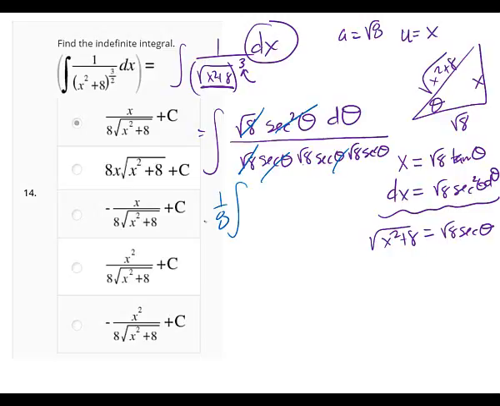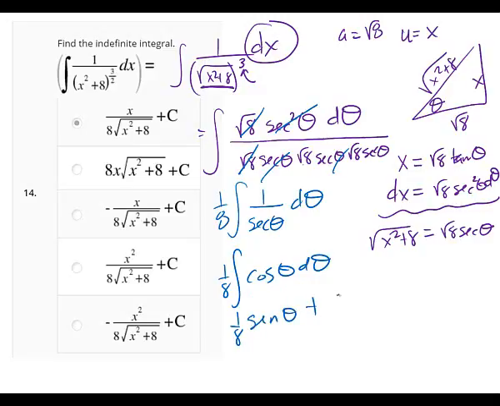Look at all the answers. Don't they all have an 8 in them? No radical, just an 8. All right, and then we've got 1 over secant theta left behind. What's 1 over secant? Cosine theta d theta. That's much better. When we integrate cosine, what do we get? Positive sine theta plus c.